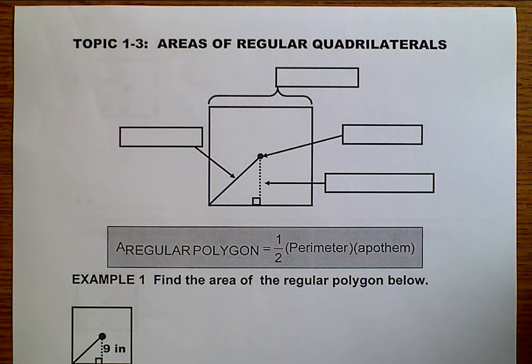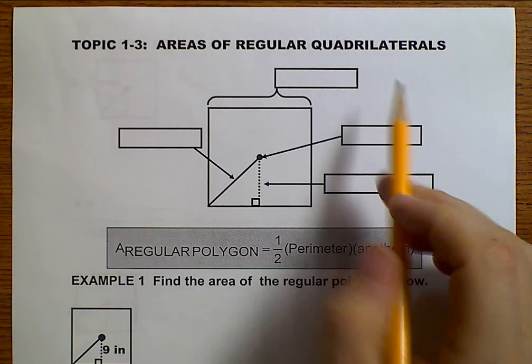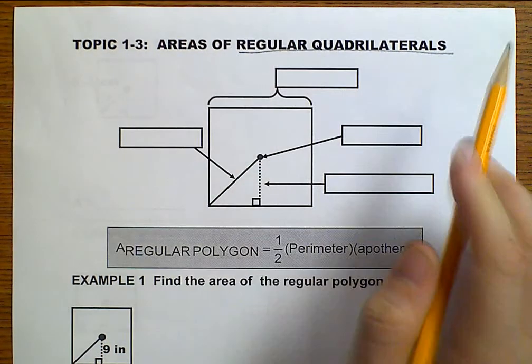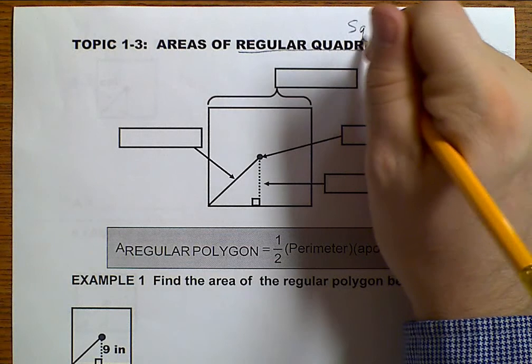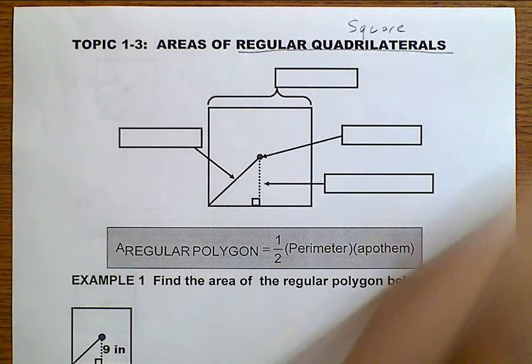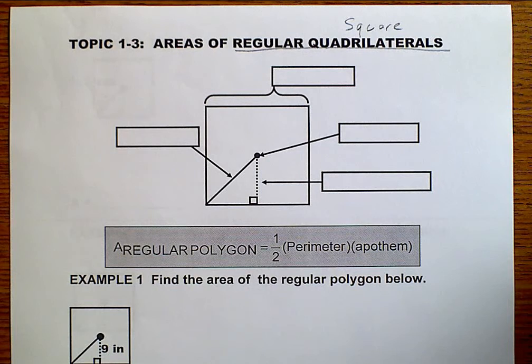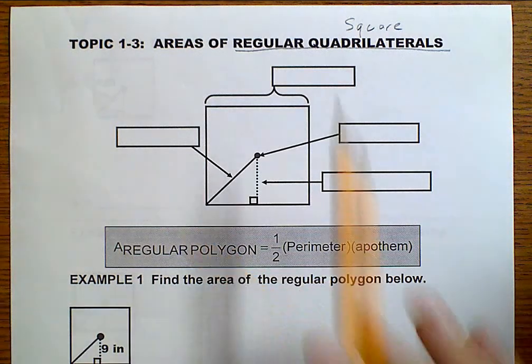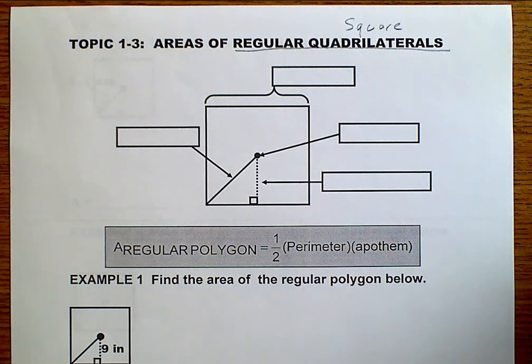Hello, this is Geometry, Topic 1-3, Areas of Regular Quadrilaterals, which a regular quadrilateral is just a fancy name for a square. So the method that we're going to be using is going to seem long and convoluted because there is an easier method for finding the area of a square than the method we're going to be talking about today. However, it's just a continuation of practicing solving for the area of many regular polygons.